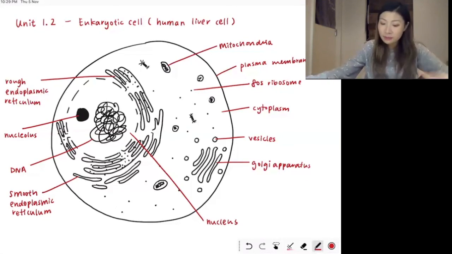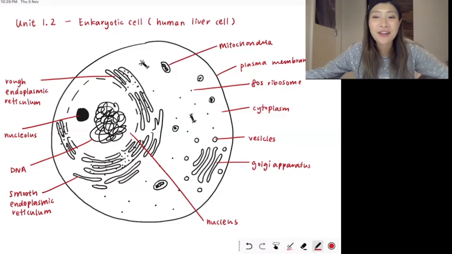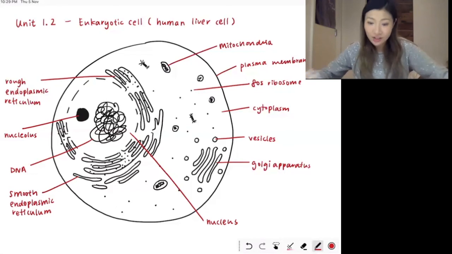And that's really pretty much it. This is how we actually draw a eukaryotic cell. So we're all done.